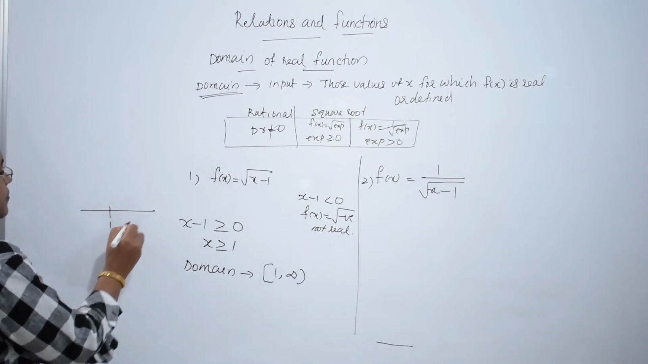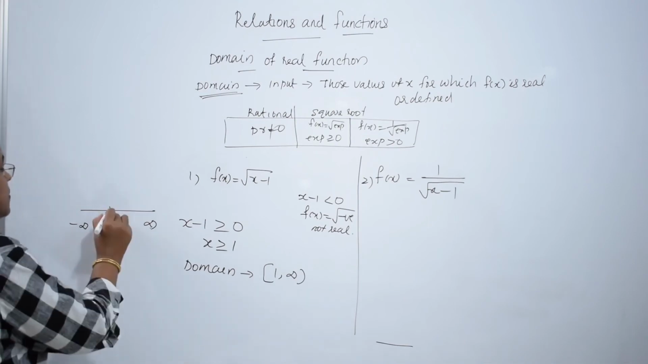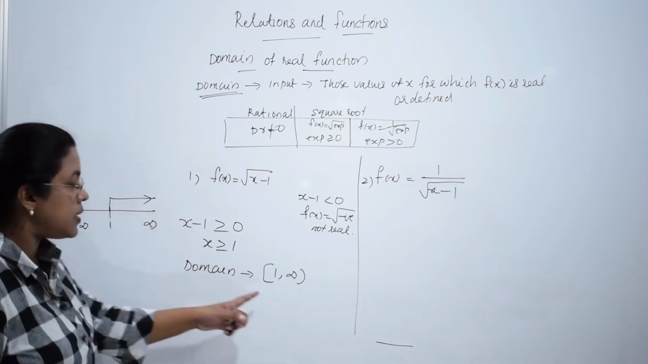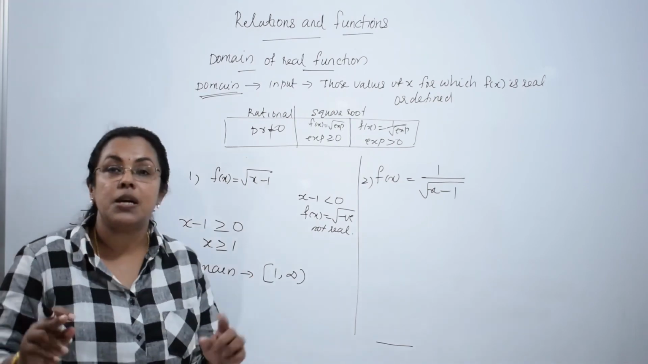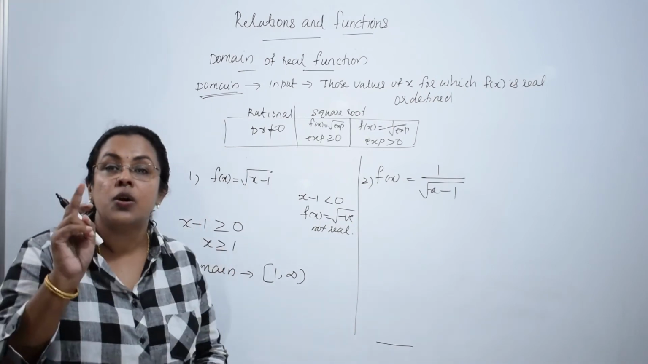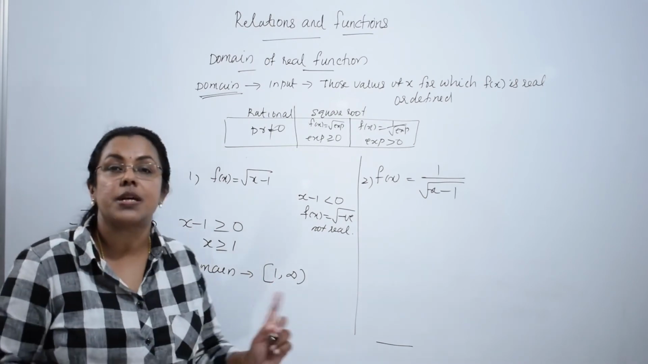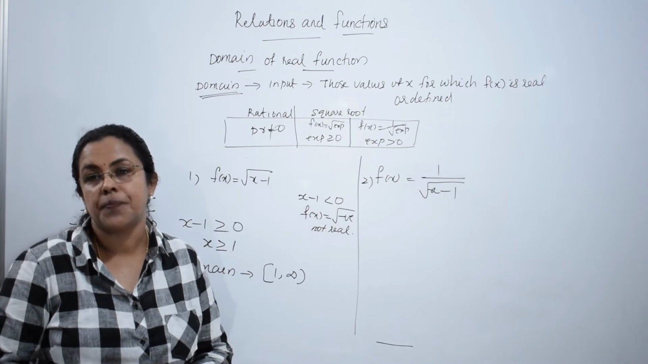On the number line, if this is 1, this is minus infinity and plus infinity, values of x greater than or equal to 1 means 1 to infinity. Since it is greater than or equal to 1, 1 is included. The way of writing it is the closed interval 1 to infinity.